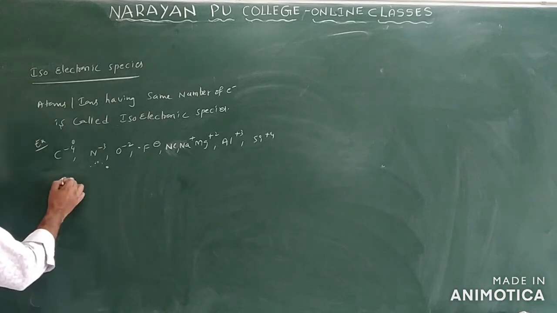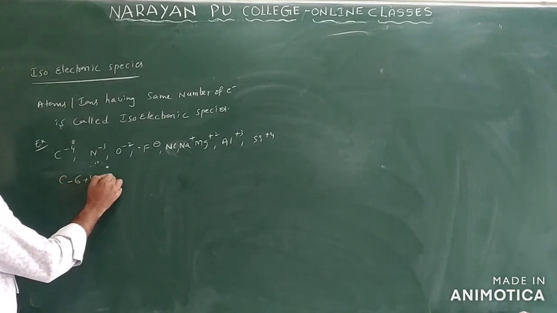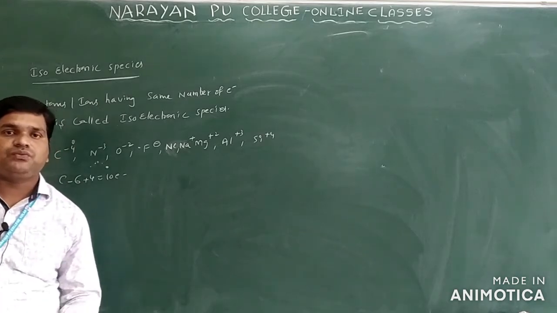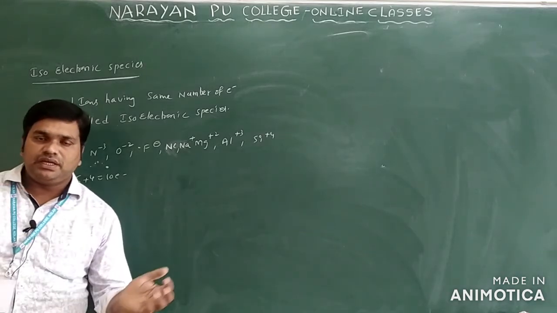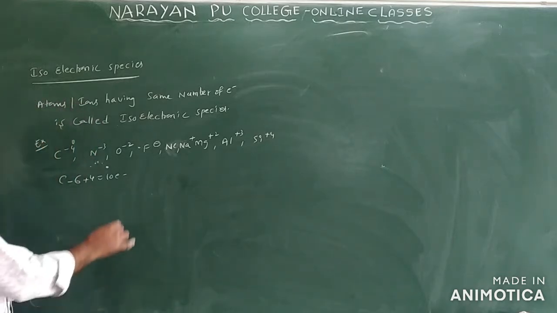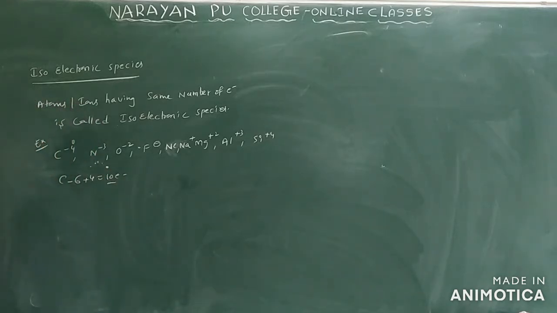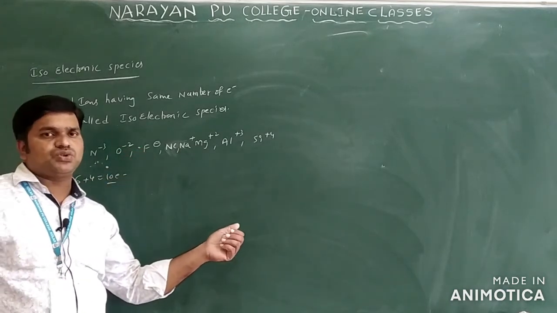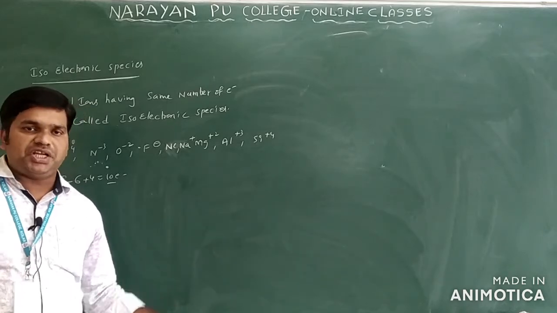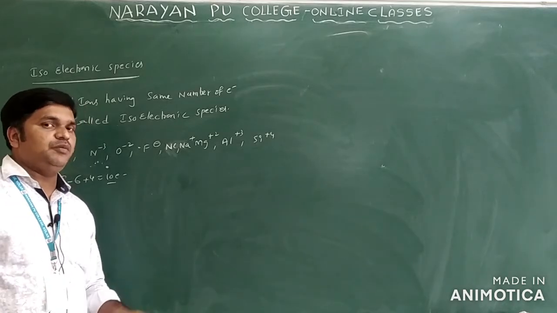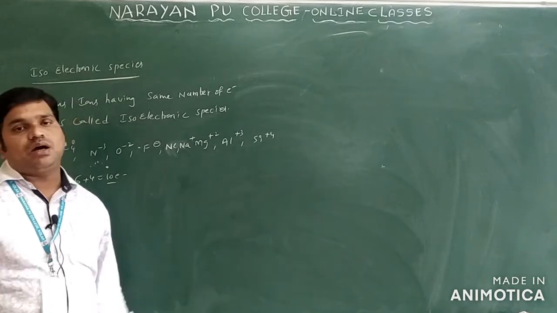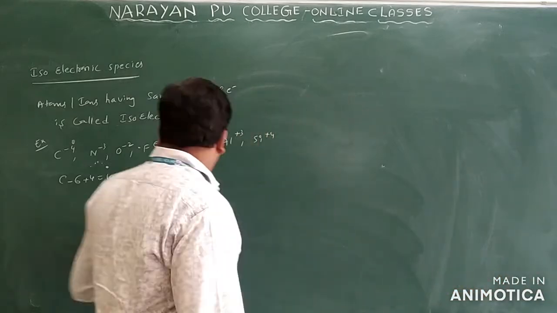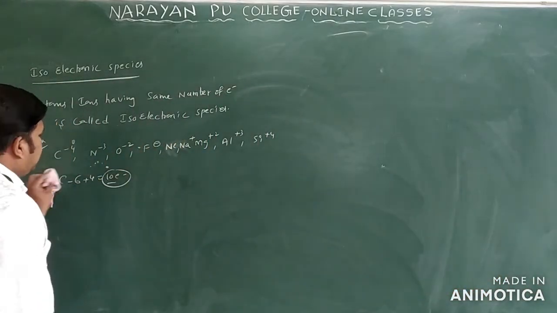Let us see one example. Suppose you are taking carbon 6 plus 4, 10 electrons I am writing. Because the negative charge is there, negative means we can add the 4 electrons. Positive charge is there, we can remove the electrons only. Here 4 electrons are added, so this is 10 electrons. 7 plus 3 is 10, 8 plus 2 is 10, 9 plus 1 is 10, neon 10 electrons only. Sodium 11 minus 1 is 10, magnesium 12 minus 2 is 10, aluminum 13 minus 3 is 10, and silicon 14 minus 4 is 10 only. Means here all the atoms and ions have the same number of electrons, 10 electrons only.